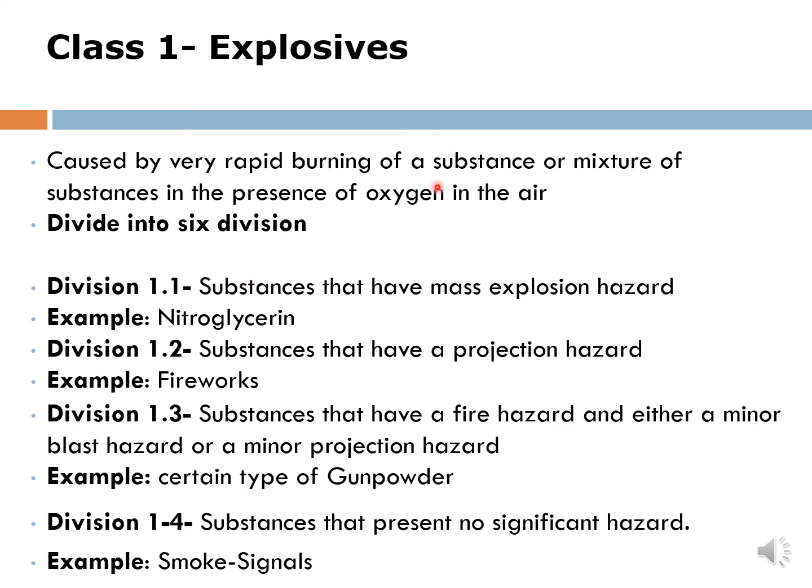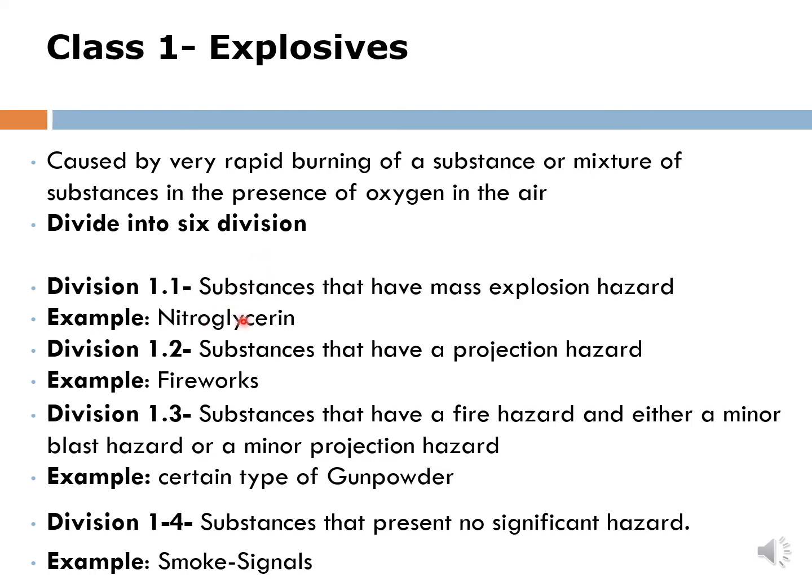Class 1, explosives. These are chemicals involving very rapid burning of substances or a mixture of substances in the presence of oxygen or air. Those are explosive, and this class 1 is divided into 6 divisions.